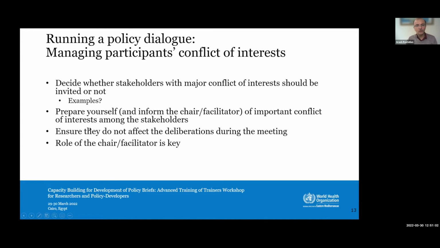So at least, you need to know who might come with a baggage of interest in their mind that is not in line with the best benefits of the public or the best benefits of the policy in question itself. So then you need to prepare yourself how to manage that, whether the chair or the facilitator would be in a position to do that, and ensure they do not affect the deliberations during the meeting.